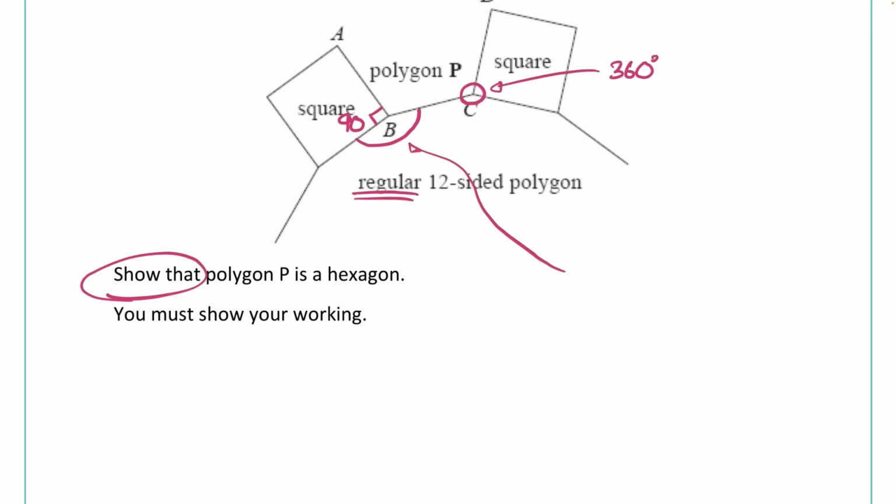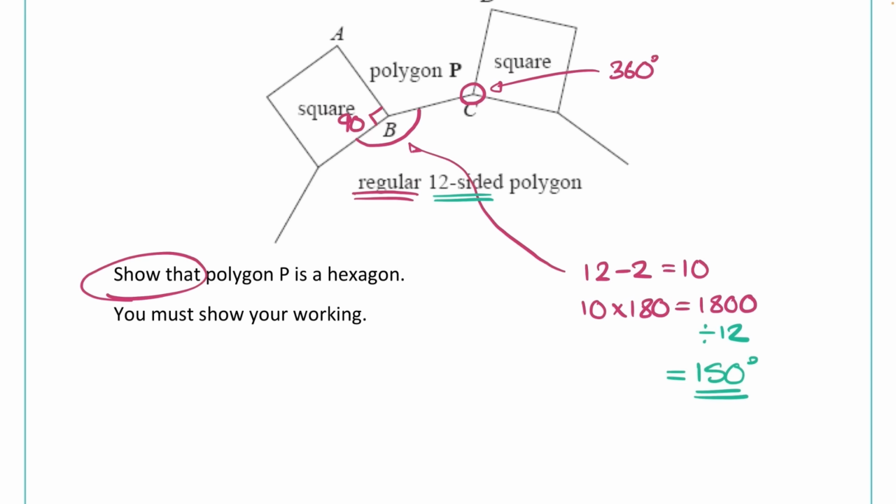So the formula for this is n minus 2, where n is the amount of sides. So we're going to do 12 take away 2, which is 10. We times that by 180, that means it's made of 10 triangles. That comes out as 1,800. And if it's a regular 12-sided polygon, we would divide that by 12 as it's 12-sided. We don't have to do any bus stop division because we are using a calculator. So 1,800 divided by 12 gives us 150 degrees. So that interior angle there is 150 degrees.